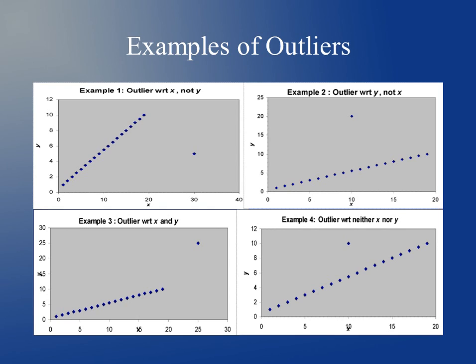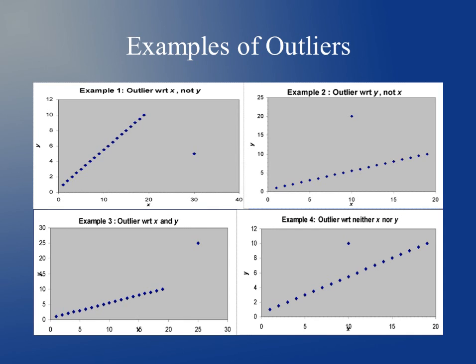Here are some examples of outliers. In the first picture there, example 1, you can see that this point is an outlier with respect to x, because the x value is a lot greater than the other x values that we have in our data, but the y is not extreme. It falls in the range between 0 and 10 that the rest of the data does.